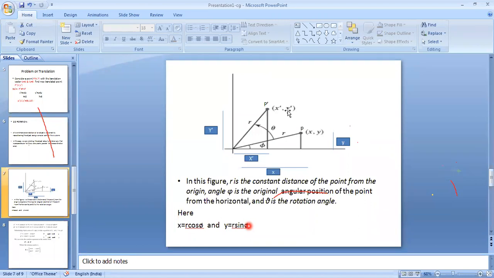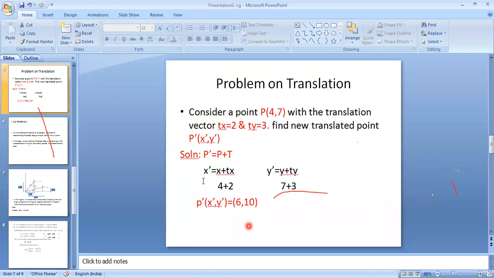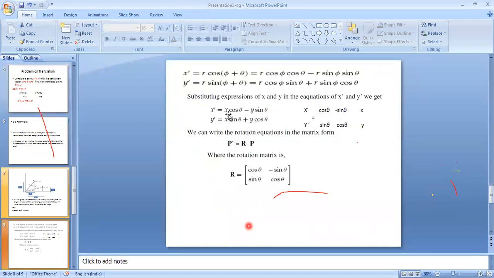In translation, how do I get this x' and y'? In translation, x' is x plus tx and y' is y plus ty, given x, y and the translation vector tx and ty. Now coming to rotation, how do I get x' and y'? x' is nothing but x cos theta minus y sin theta, and y' is x sin theta plus y cos theta, which we can represent like this, where P' is equal to R, the rotation matrix, into my P. So this entire equation that I have written, I can reframe like this.